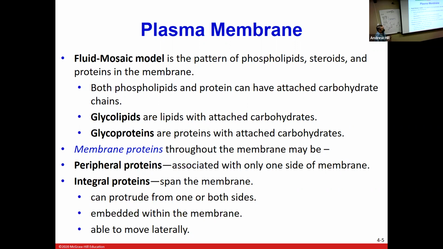You have membrane proteins throughout the membrane. Some are peripheral proteins, which are only associated with one side of the membrane. And then you have integral proteins that span the membrane, and they can protrude from either one or both sides. In other words, the integral ones are embedded within the membrane, and these are often able to move laterally if they're not tied down to a cytoskeletal element.